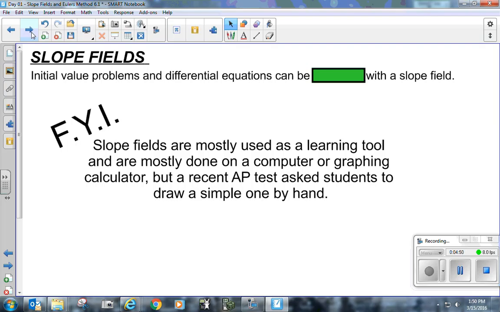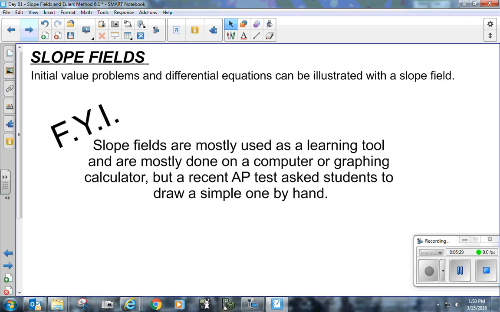Slope fields. I don't like doing them. I don't really think they ask them that often on the exam. Initial value problems and differential equations can be illustrated with the slope field. Slope fields, as it says right here, are mostly used as learning tools. They help you get better at things. They're mostly done on a computer or graphing calculator. But a recent AP test asked students to draw a simple one by hand.